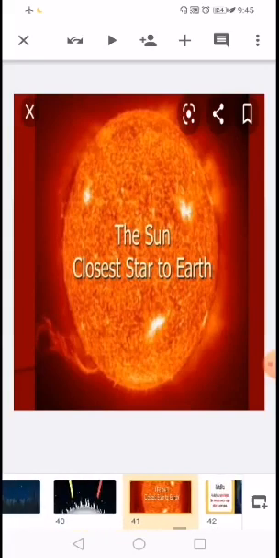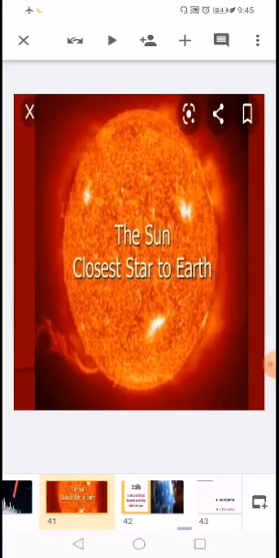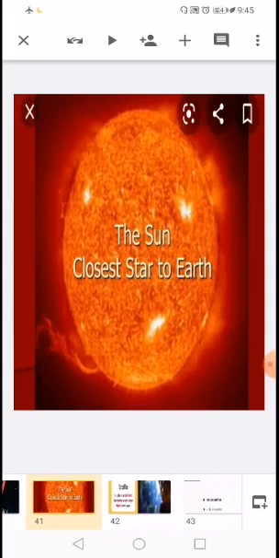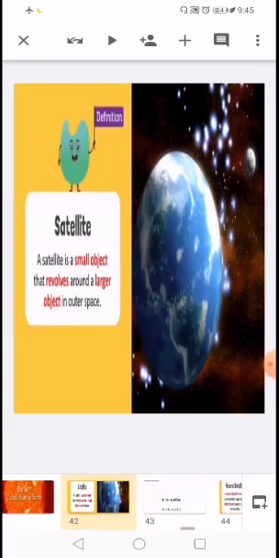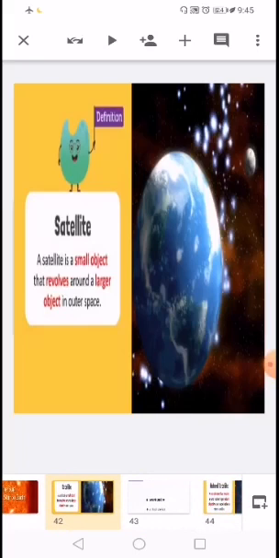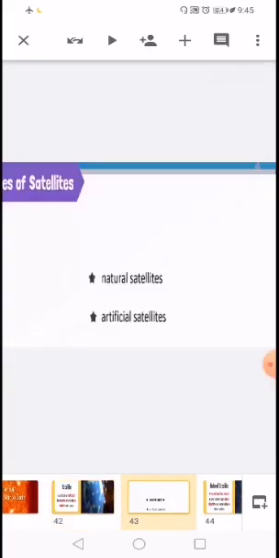What is the Moon? The Moon is the natural satellite of the Earth. So what is the meaning of satellite? A satellite is a small object that revolves around a larger object in outer space, like the Moon and planets, because the Moon revolves around the Earth and planets also revolve around the Sun. There are 2 types of satellites. The first one is natural satellite and the second one is artificial satellite.